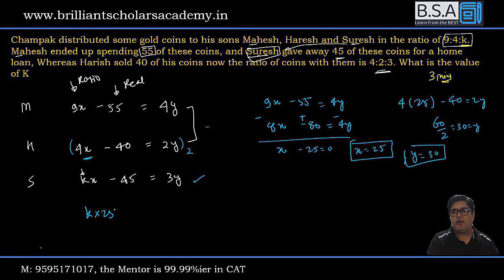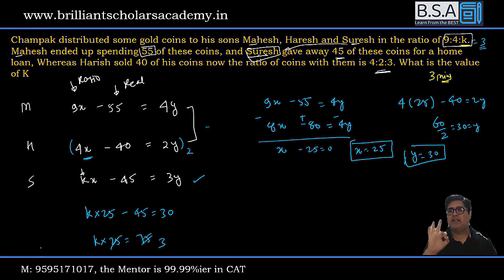k into 25 minus 45 is equal to 30. So k into 25 is equal to 75. k is equal to 3. That was the question. What is the value of k? So in what proportion did Champak distribute his coins? 9:4:3. k is equal to 3. That was our problem. Just verify these calculations. There is no calculation mistake here. 25 will come, I'm subtracting.